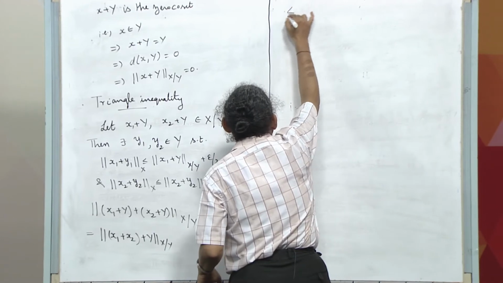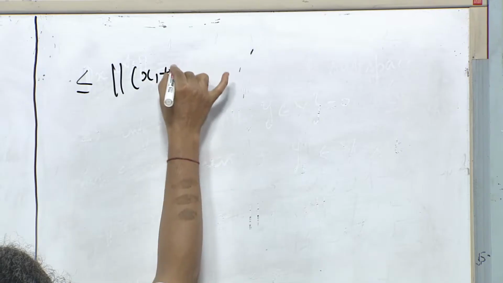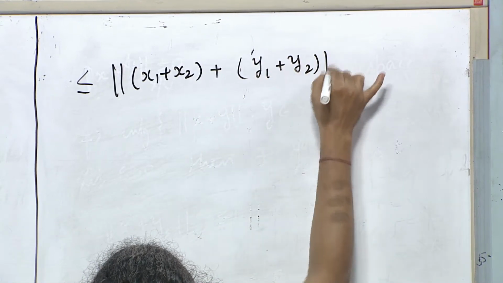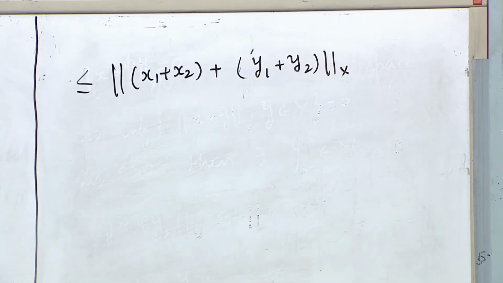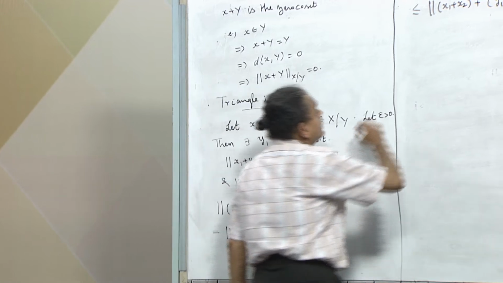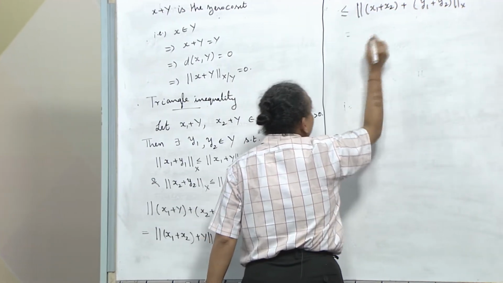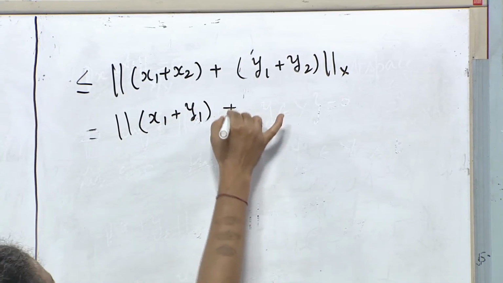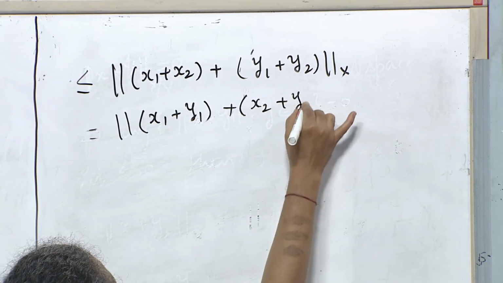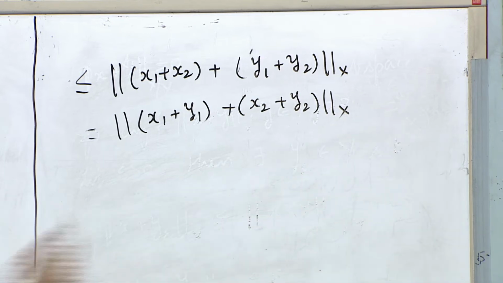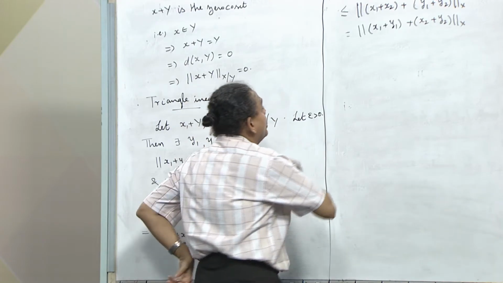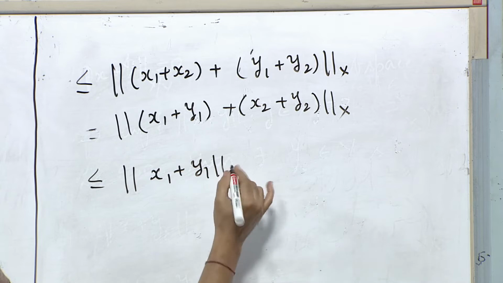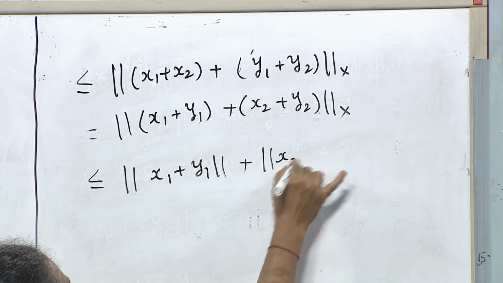Therefore, this is less than or equal to the norm of x1 plus x2 plus y1 plus y2, by definition of the quotient norm on X mod Y. Now, this is the same as x1 plus y1 plus x2 plus y2. I have just reshuffled it. Now, use the triangle inequality on X, you will have less than or equal to the norm of x1 plus y1 plus the norm of x2 plus y2.